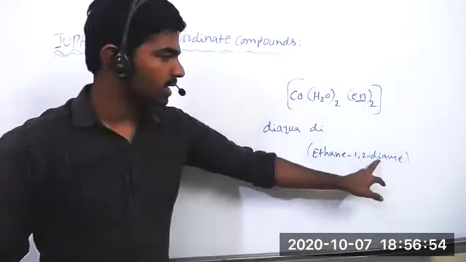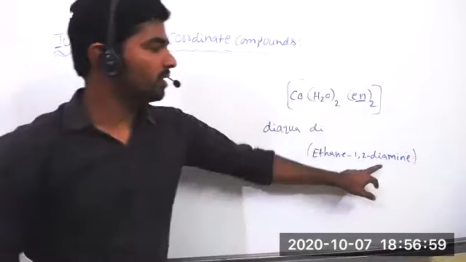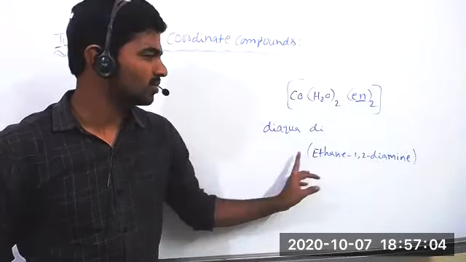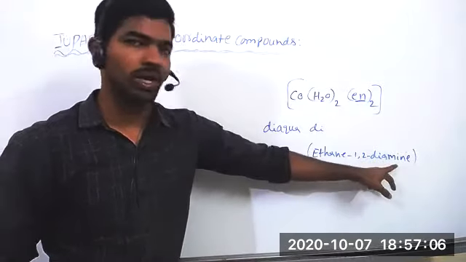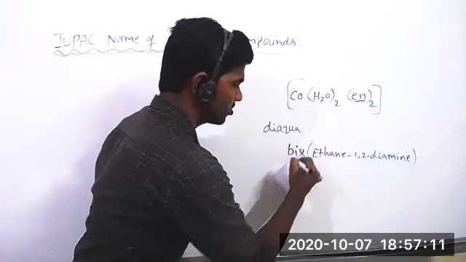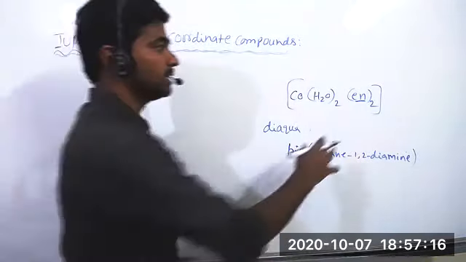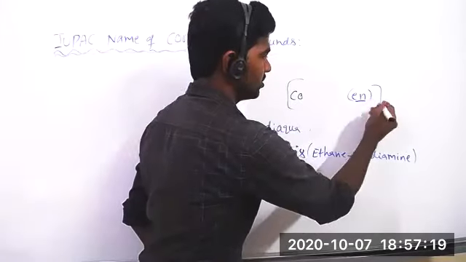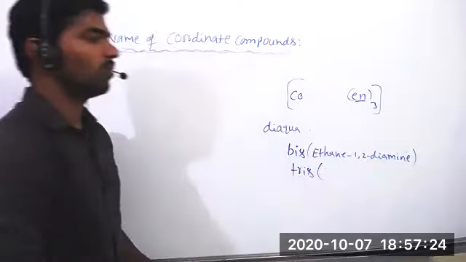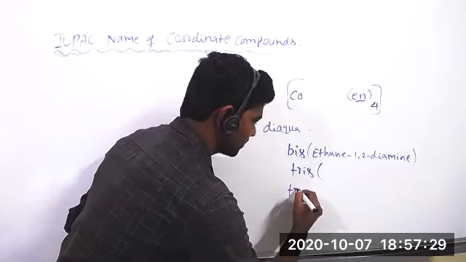So a numerical prefix is already involved in the name of the ligand, diamine. Di is involved. In such a case, don't write di again. Instead of 2, we write bis. Bis means 2: bis(ethane-1,2-diamine). Suppose 3 ethylene diamines are there, we write tris(ethane-1,2-diamine). Suppose 4 are there, we write tetrakis.